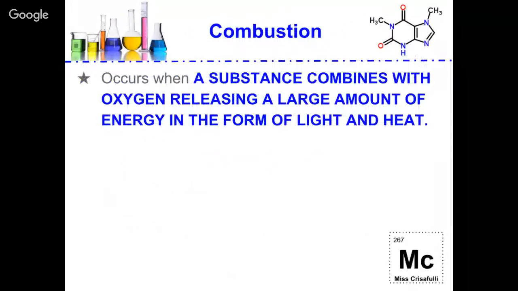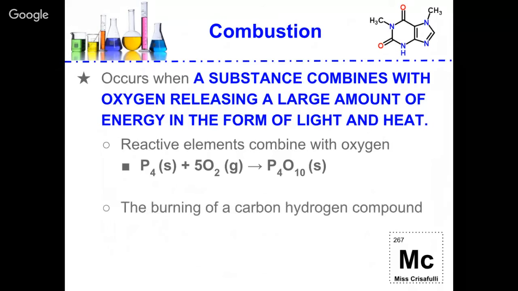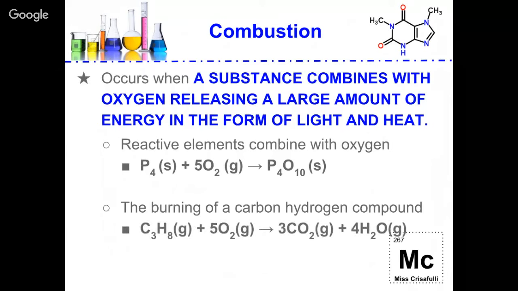Combustion reactions occur when a substance combines with oxygen, releasing a large amount of energy in the form of light and heat. So reactive elements will combine with oxygen. Phosphorus will combine with oxygen to make tetraphosphorus pentaoxide. Or you can burn a carbon-hydrogen compound. A carbon-hydrogen compound is just that: a compound that has carbon and hydrogen in it. Propane is a good example of that. So we have propane burning in the presence of oxygen to make carbon dioxide and water.